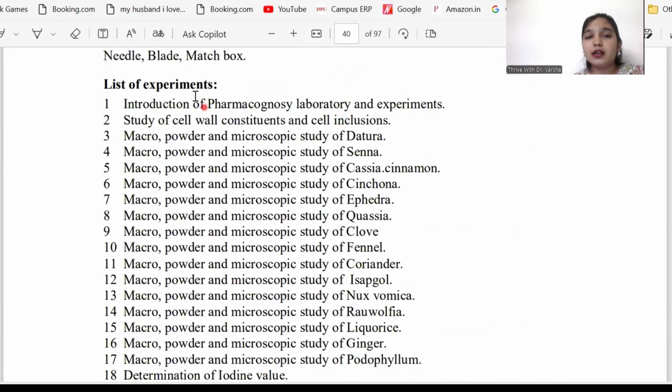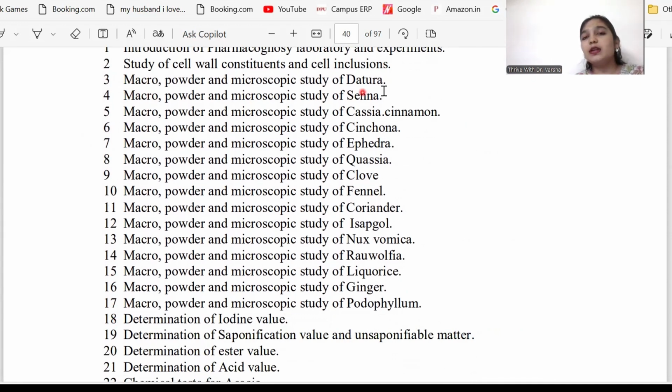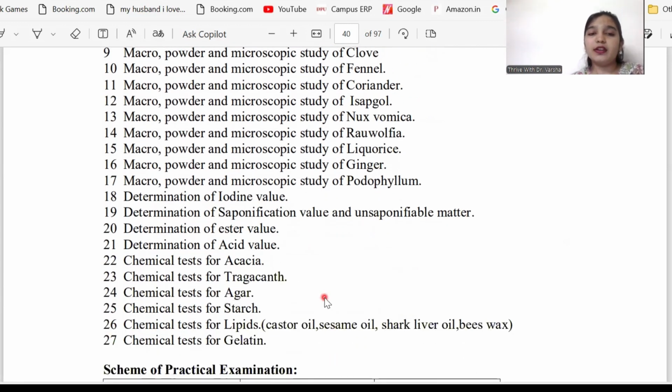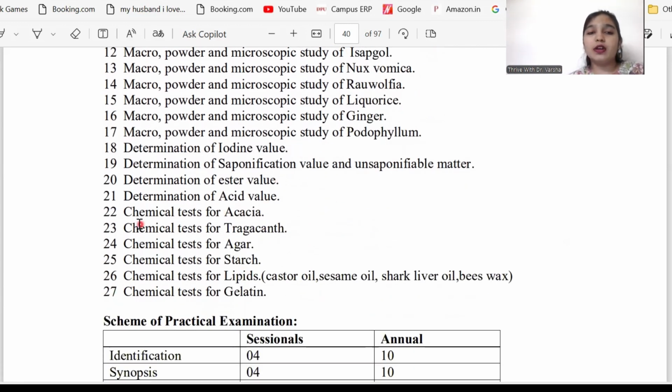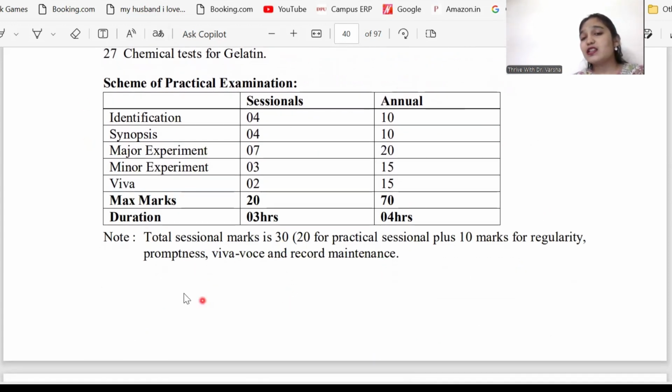And in practical, see, the first two are different practicals: introduction to the pharmacognosy laboratory and experiments, and study of cell wall constituents and cell inclusions. Then from third to 17th you will have the same format, just the plant will be changed. Macro, powder and microscopic study of datura to podophyllum, same. Then determination of iodine value to acid value. Then chemical test for acacia to chemical test of gelatin. Now in the rest everything is the same, just the identification part is there.